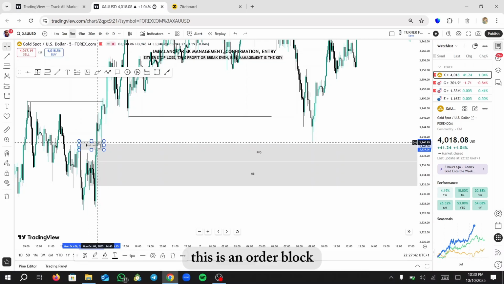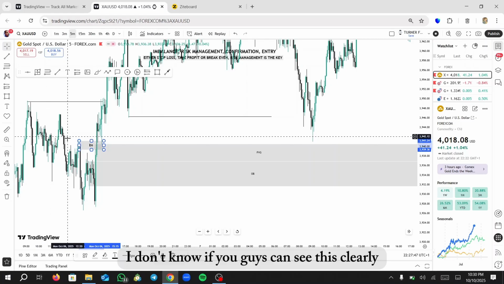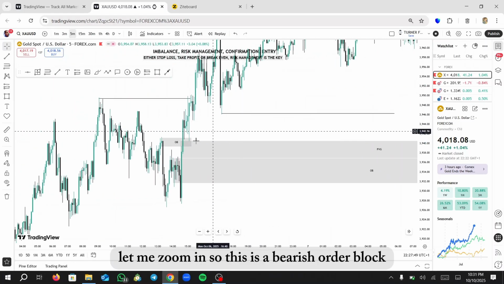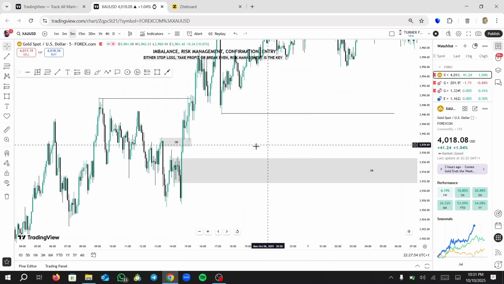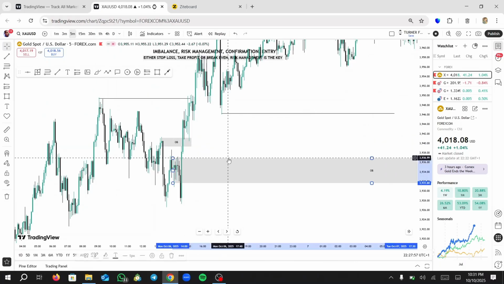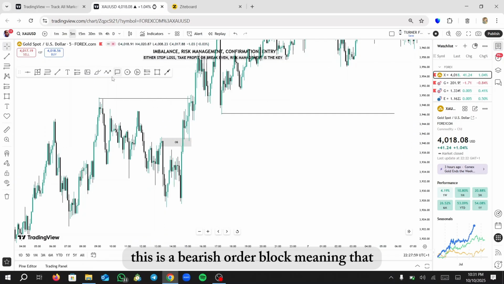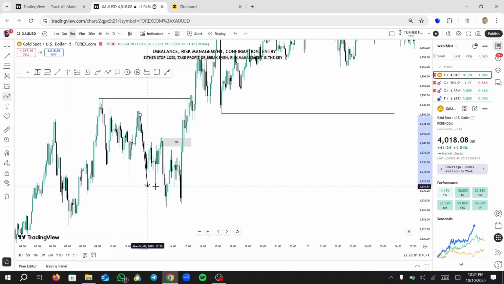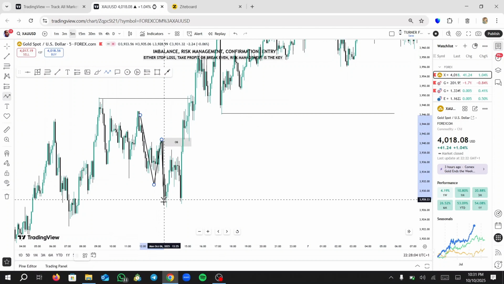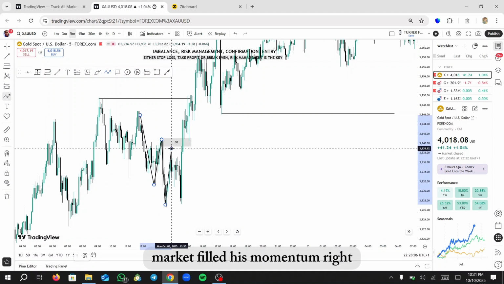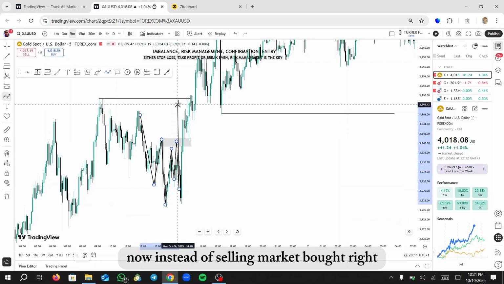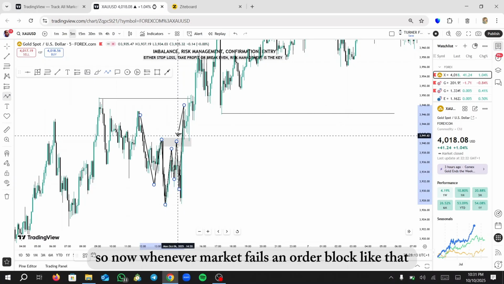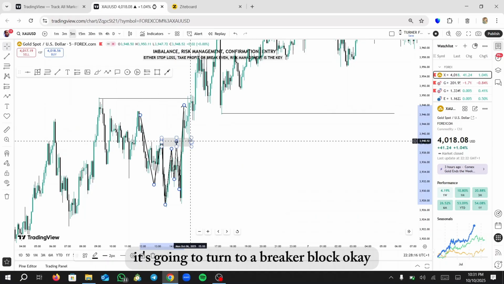This is an order block. This is a bearish order block, yeah, a bearish order block. I don't know if you guys can see this clearly. Let me zoom in. So this is a bearish order block. I should delete these ones. This is a bearish order block, meaning that the market fails this momentum, right? It came down a little, tapped the order block. Now instead of selling, the market bought, right? So now whenever the market fails an order block like that, it is going to turn to a breaker block.